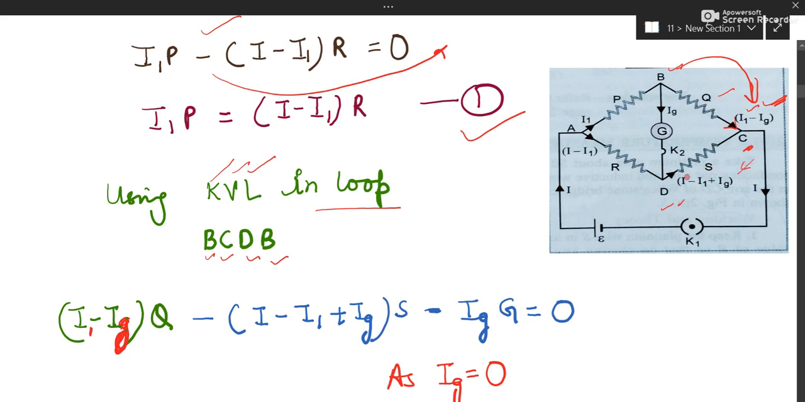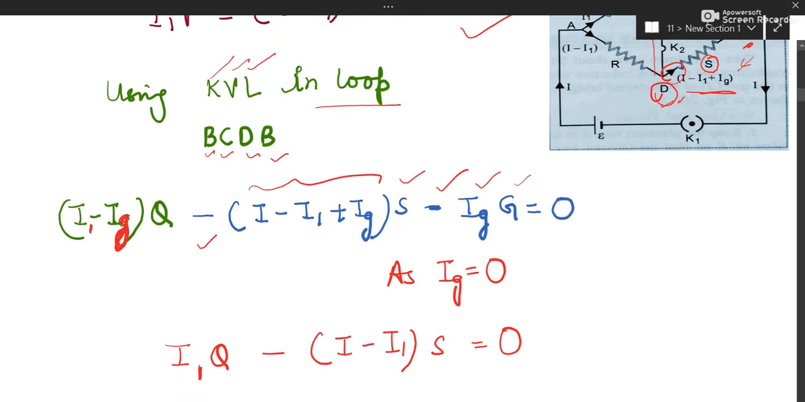Your direction and current direction is opposite, so you'll have to write a negative sign here. Then current into resistance. The current is I minus I1 plus Ig, and resistance is S. So note it down. Then go from D to B. When you go D to B, you will find the current in the opposite direction, so write a negative sign here. Then current into resistance. Current through the middle arm is Ig and resistance is G, equal to 0.